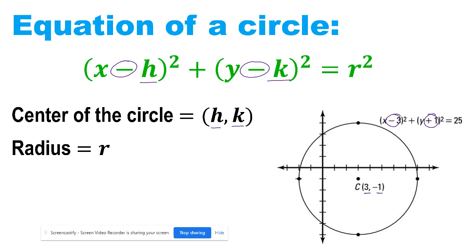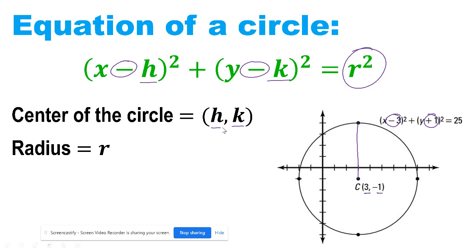The other letter we have here is the R, and R stands for radius, and that's the distance from the middle of the circle to any point on the outside. It's a consistent distance. And when you put that into the equation, it's always squared. So it's going to be R squared, and R would be your radius.